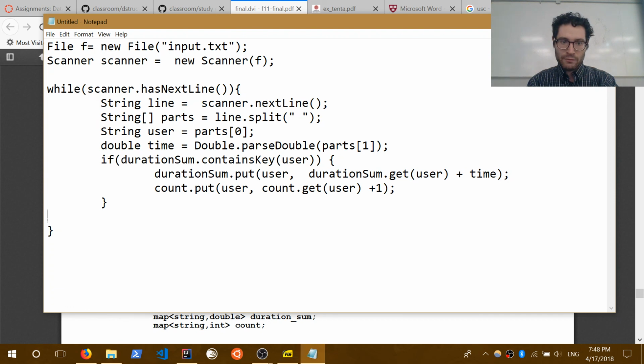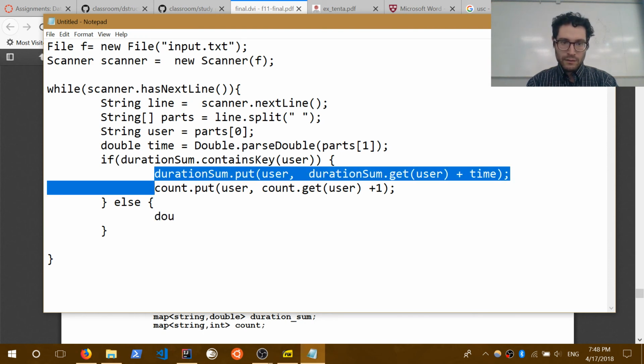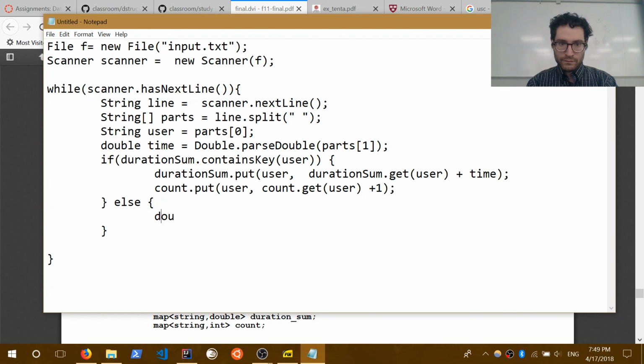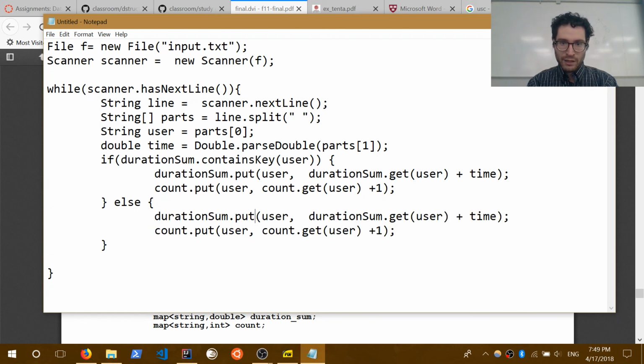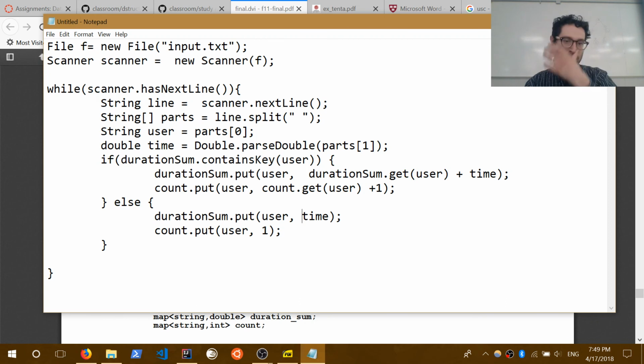If I haven't seen him though, right? If it doesn't contain the key yet, then I should fix that. So I'll just copy this, and instead of putting in durationSum plus get user, I'll just do time. I've seen him for this amount of time, and I've only seen him once. Okay, and then I just do that for every line until I'm done. Okay, so now I've got the amount of time I've seen the user, and the number of times I've seen every user. So I've got the count for each user, and I've got the amount of time he's logged in.